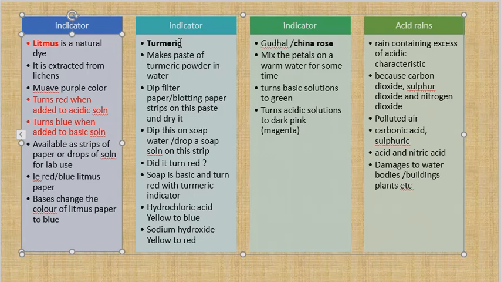Dip this in soap water. What is soap water? Soap is sodium hydroxide, so it is a base. Or add a drop of soap water to this turmeric strip paper. What will happen? Did it turn red or blue, or what color did it turn? Soap is basic and it turns red with a turmeric indicator.